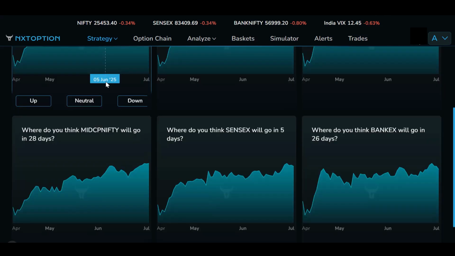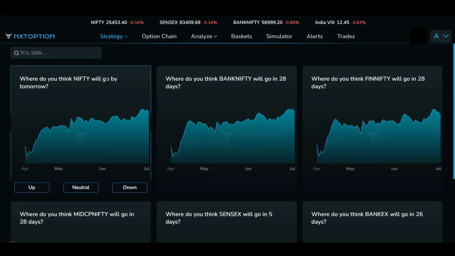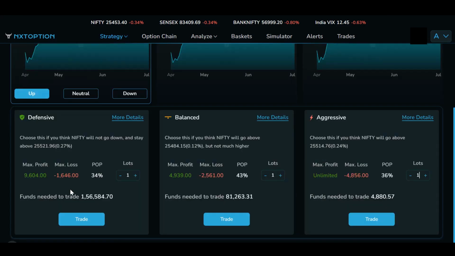Now, this particular feature will help the users trade options based on direction. For example, here they have given three buttons: up, neutral, down, and they have given the instrument name here, Nifty. If you are thinking that Nifty will go up tomorrow, then you can click on the up button. It will give you a ready-made strategy.